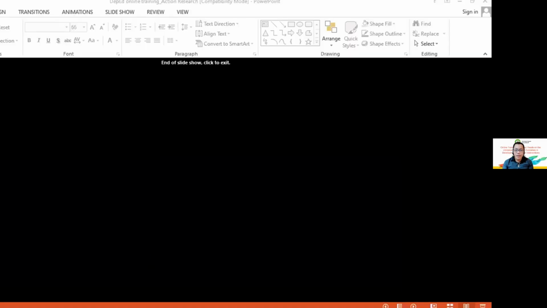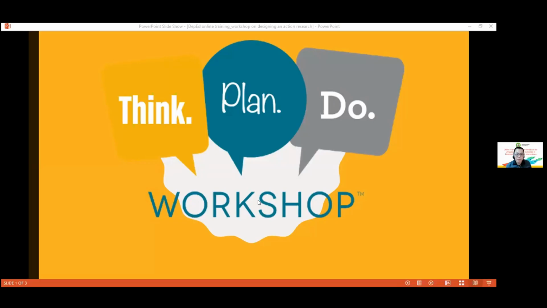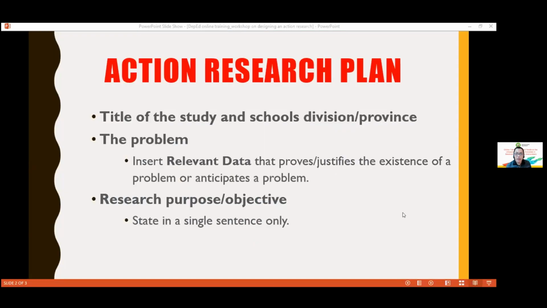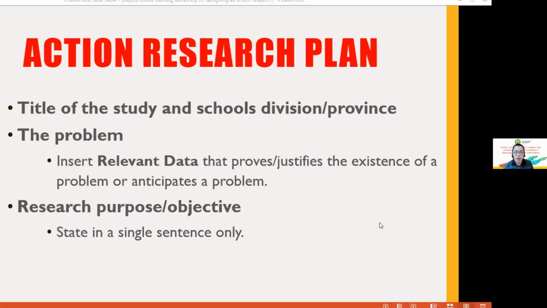All right, so that's the end. Now the PowerPoint. So this is how the action research plan looks like. So slide 1, what is the title of the study and your school division or province? Then slide 2, the problem. So you should be able to prove that the problem really exists. That's why you have to insert relevant data.